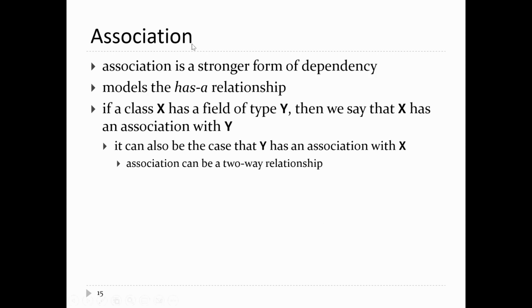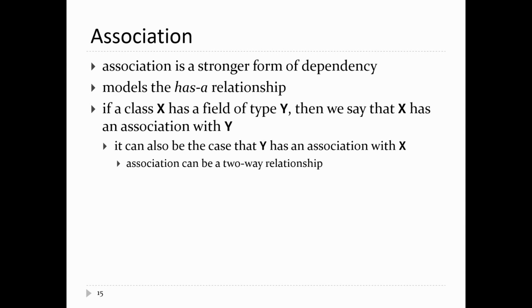All right, so there's another type of dependency relationship called association. Association is a stronger form of dependency, and association models the has-a relationship. So dependency is uses, association is has. In other words, class X has an association relationship with Y if every X object has a Y object.